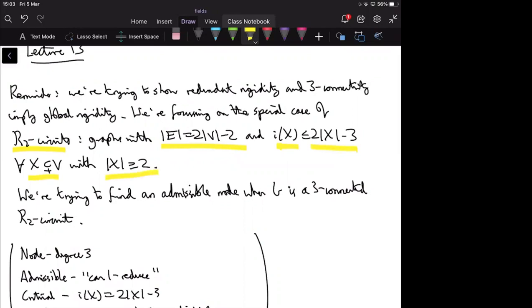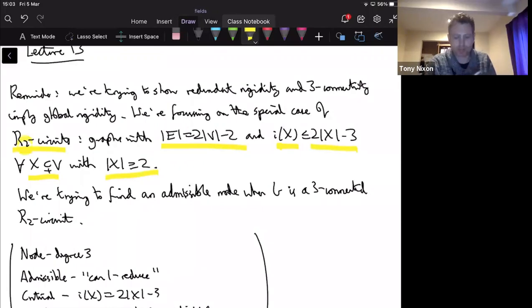Is there any dimension restriction? Oh, so this is an R2 circuit, so this is a two-dimensional thing, yes.